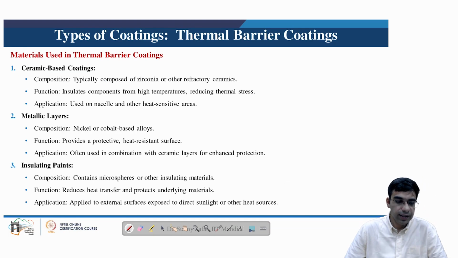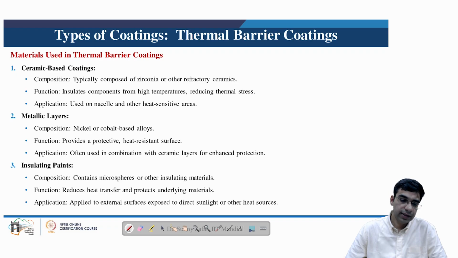So the various materials which are used here include the ceramic based coatings. These typically consist of zirconia and other refractory ceramics. The function of such coatings is basically to insulate the components from high temperature and reduce thermal stress. Such coatings are applied on the nacelle and other heat sensitive areas of the wind turbine.